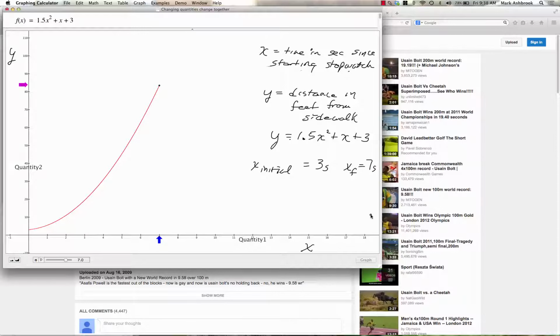Easy question. What is the change in time? How many? 4. Remember we did this second day of class. Delta x equals final minus initial or initial minus final? Final minus initial. Don't forget that. That's an easy thing to mess up. So we're going to look at this change in time of 4 seconds, starting at 3 seconds, ending at 7. I want to know what the corresponding change in distance was over that 4-second period.